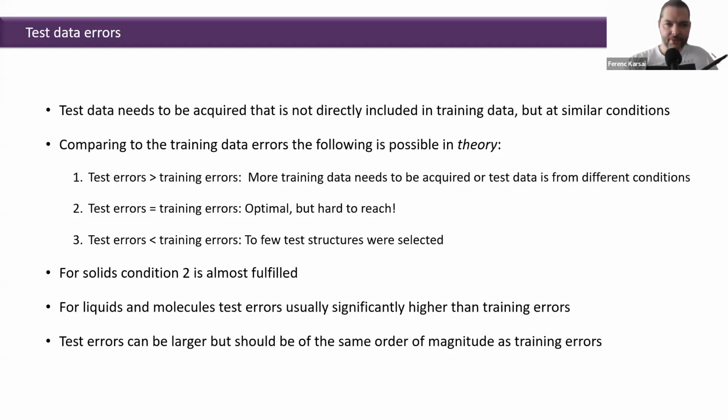So for solids, condition 2, that means the test error equals the training error, is almost fulfilled, but usually it's also a little bit higher. For liquids and molecules, the test errors can be significantly higher than the training errors. Jörg Behler has discussed in a paper that in reality, it's usually okay to have way higher errors, like a factor of 2, 3, 4, or even 5. But the rule of thumb is they should be at least of the same order of magnitude.